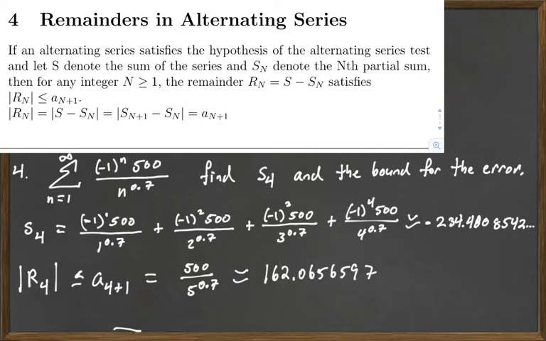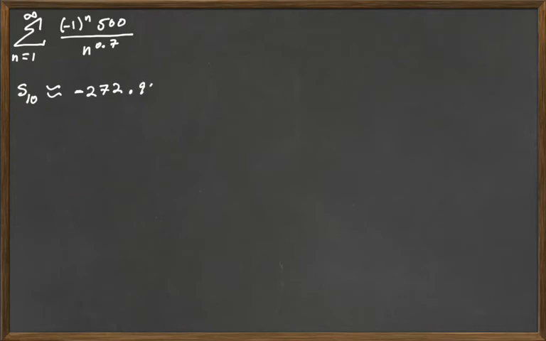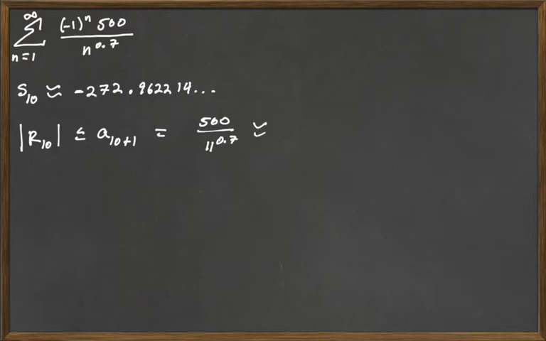So we might want to go out further in our series, use a further along partial sum to get a better approximation. Okay, so let's go a little bit further out. So here's the same series. So maybe we're going to use the 10th partial sum. And so I went ahead and calculated the 10th partial sum, negative 272, almost negative 273. The absolute value of the remainder here is going to be less than or equal to the 11th term in the sequence, which should be 500 divided by 11 to the 0.7, which is approximately 93.324.